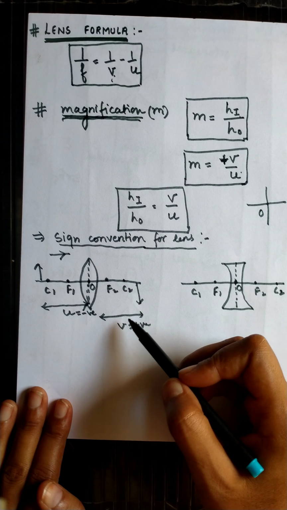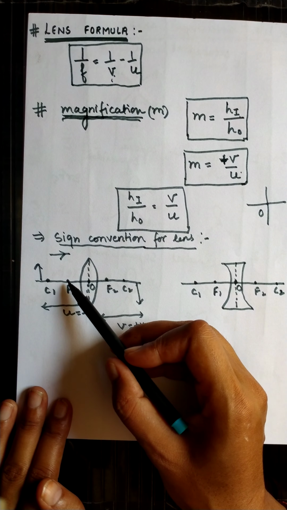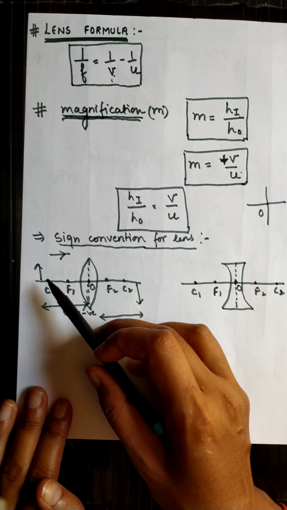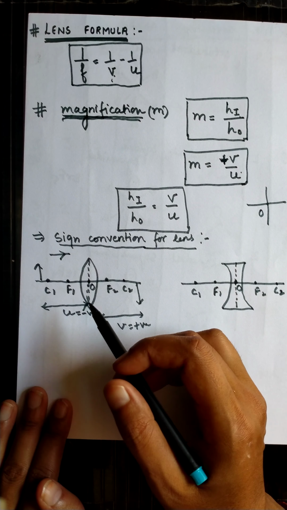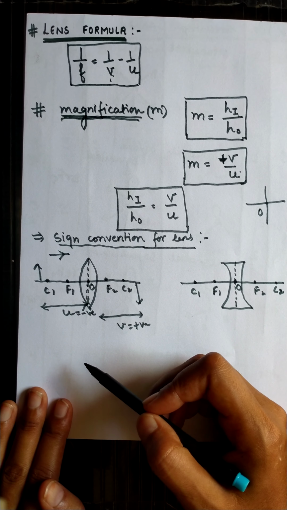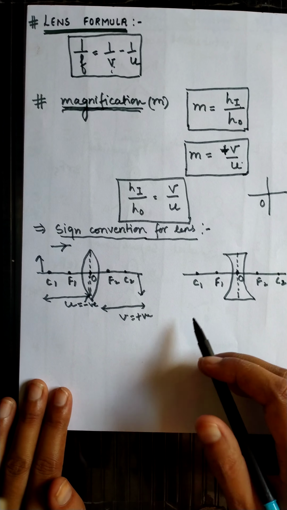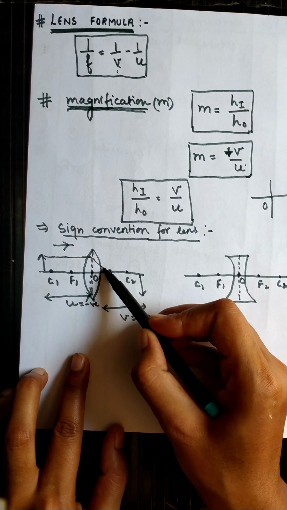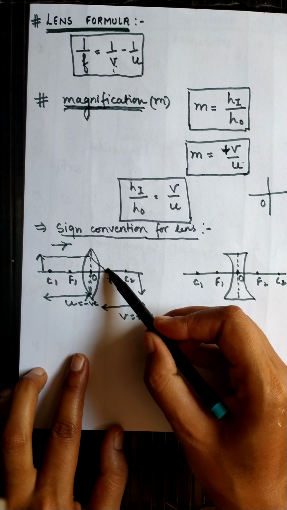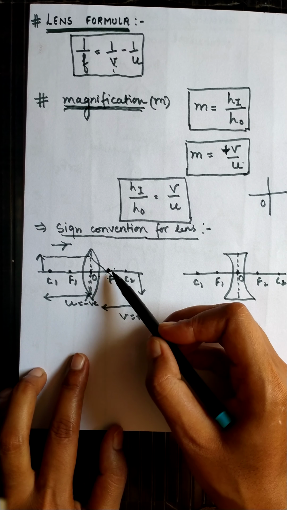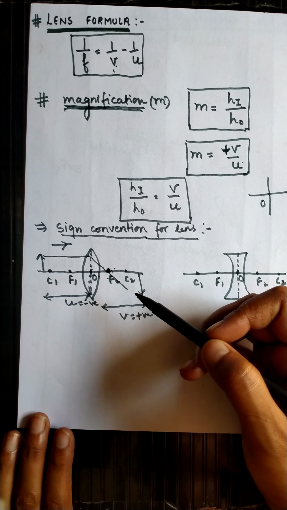One more case is there: when the object is between the focus and optical center, we obtain the image on the same side. In that case the value of v will be negative, for such a virtual and erect image. And all the parallel rays coming in pass through the focus. This focus is on the right side of the optical center, so the value of focal length will be positive.